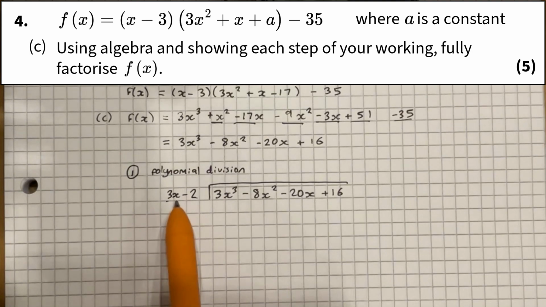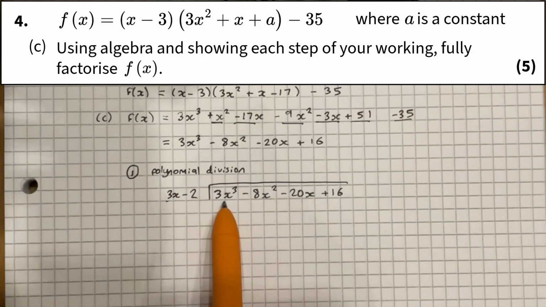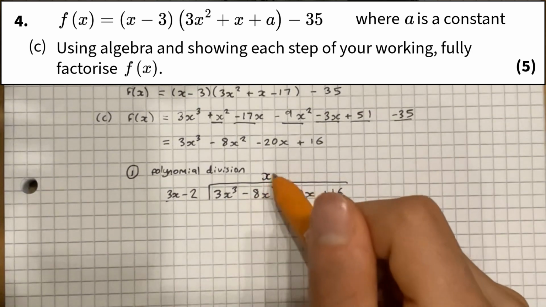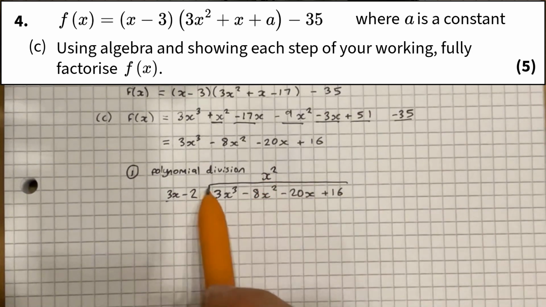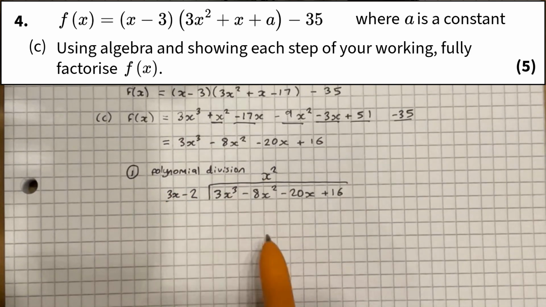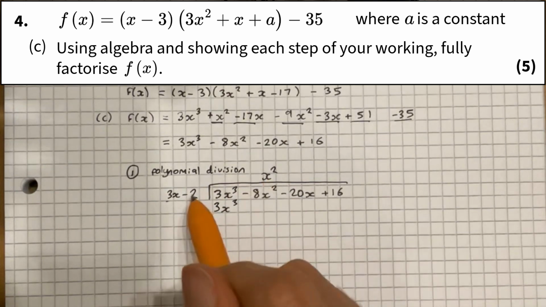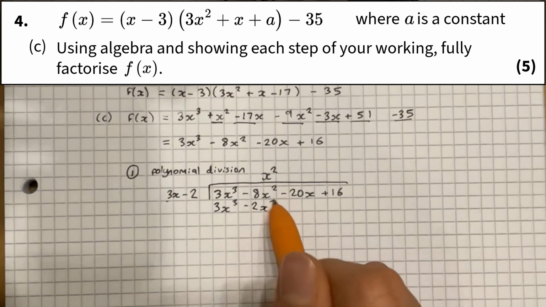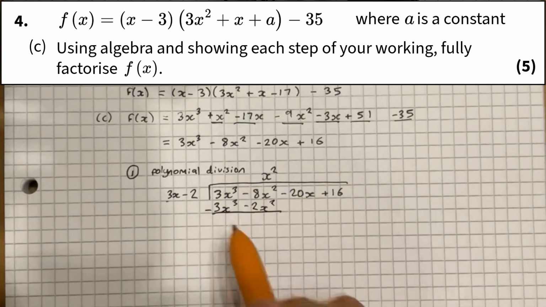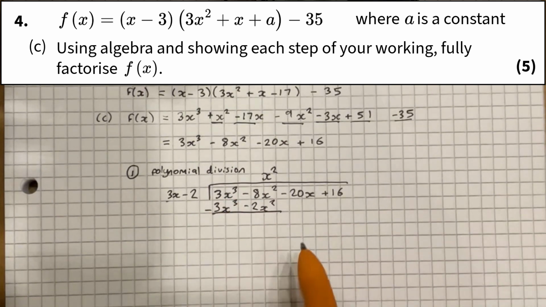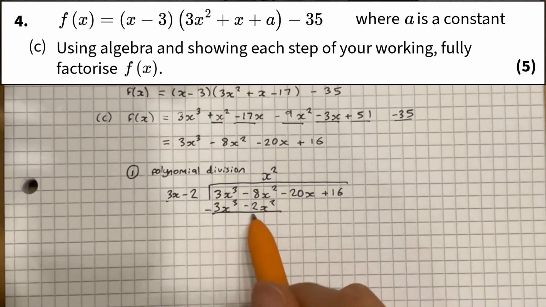How many times does 3x go into 3x cubed? The answer is x squared. Basically asking, what do you times by 3x to get to 3x cubed? Then we take the x squared and we times it by 3x minus 2. We then subtract these two. The first two should cancel out if you've done it properly.